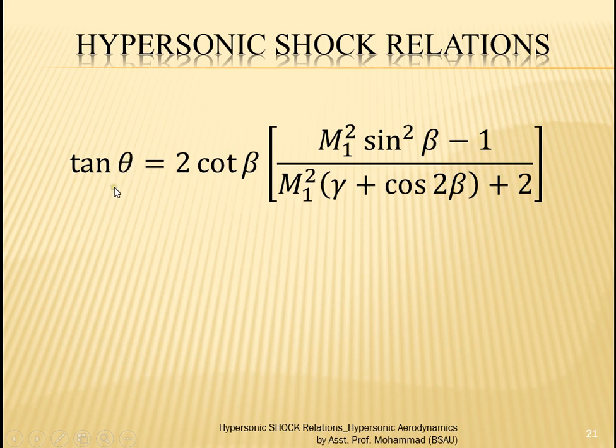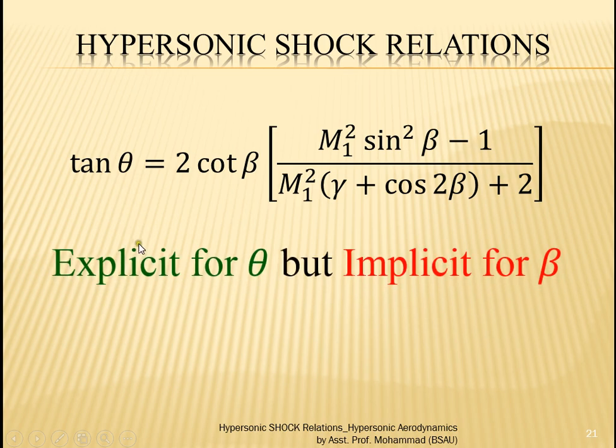One thing has to be realized here: this equation tells that it is actually explicit for theta. So theta can be kept on one side and beta and M both on the other side. This is possible to do, so it becomes explicit in theta. So theta can be expressed in beta and M. But if you try to express beta in terms of theta and M, this is not possible. This relation cannot be reduced in that form, so it is implicit for beta.